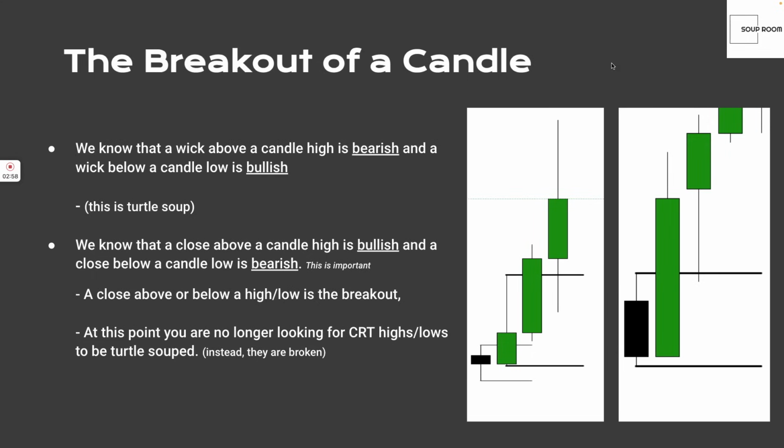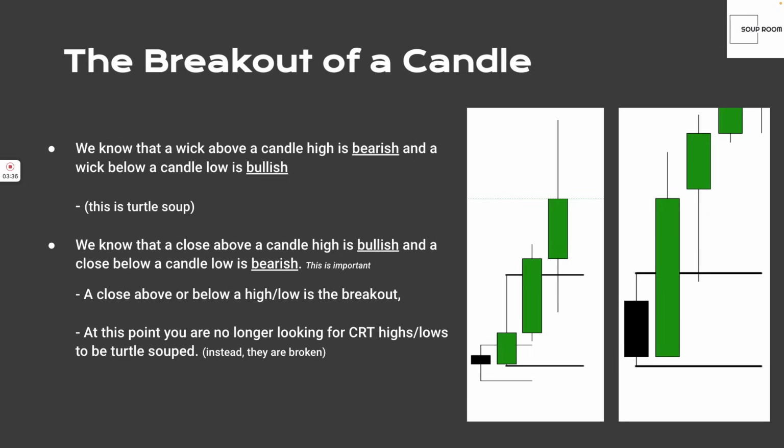The breakout of the range. We know that a wick above a candle high is bearish, and a wick below a candle low is bullish. That is the Turtle Soup. We also know that a close above a high is bullish and a close below a low is bearish. This is basically how we will gauge if there will be a breakout or not. The close above or below a high or low is the breakout.